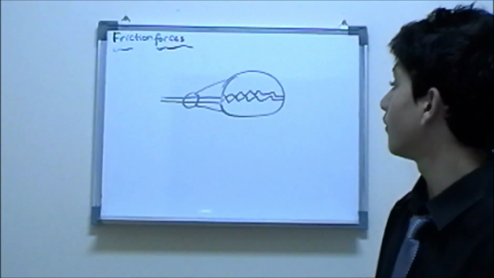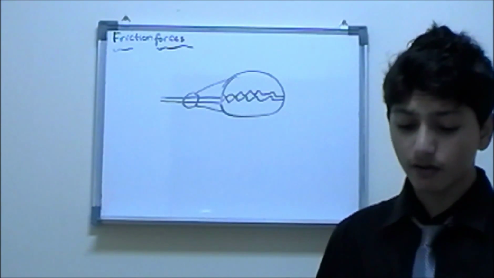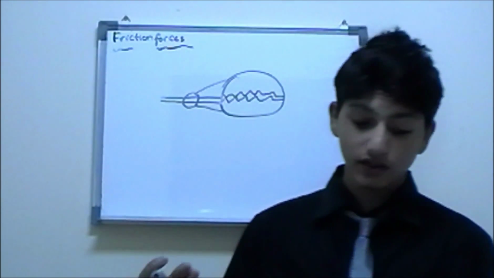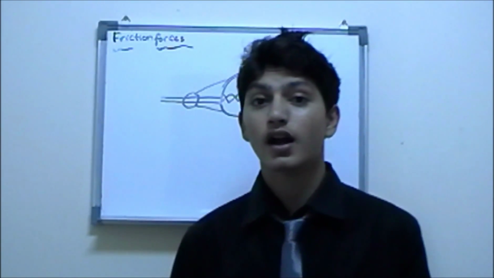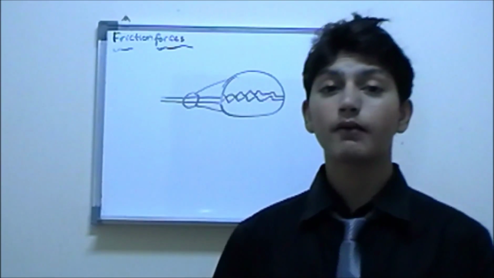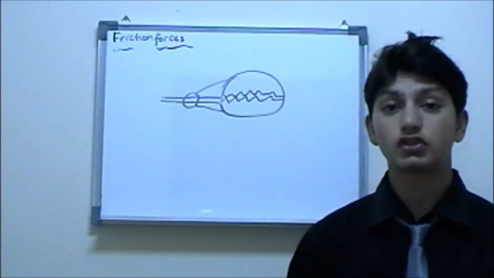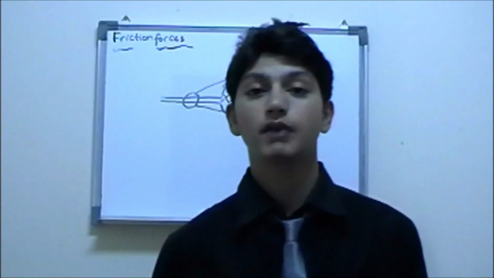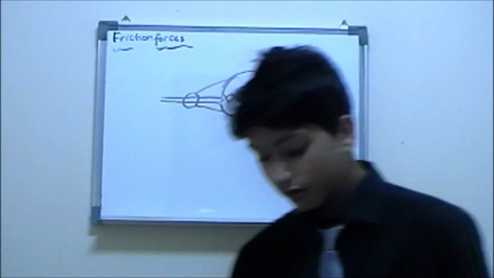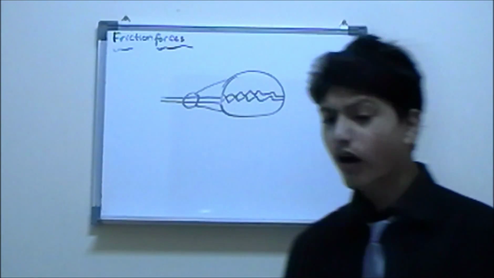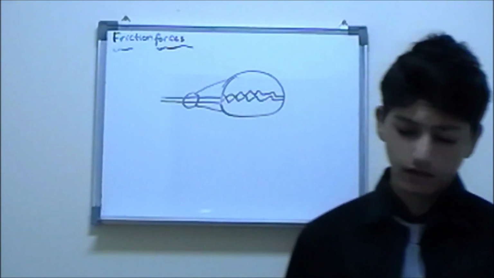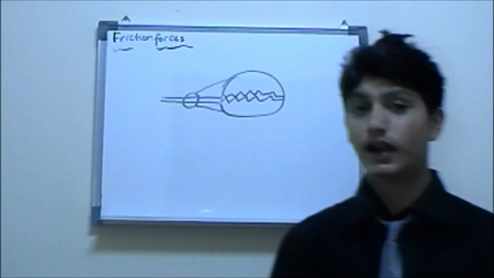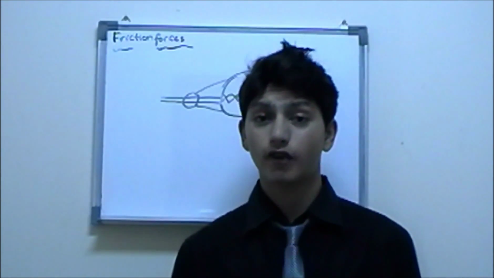Now, what is the coefficient of friction? Well, the amount of roughness between two materials is called the coefficient of friction. Later on, I'm going to give you a chart, like I did in thermal physics, which gives the approximate values of the coefficient of friction. The URL is going to be in the description.